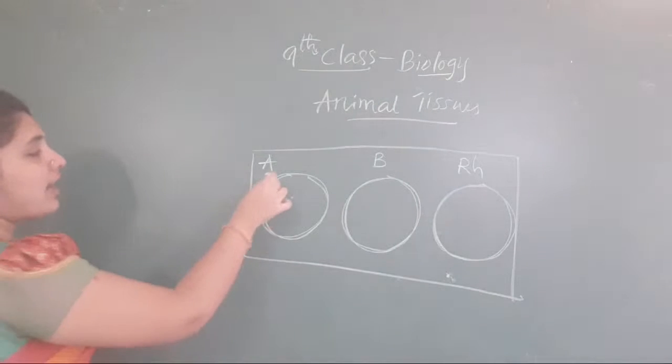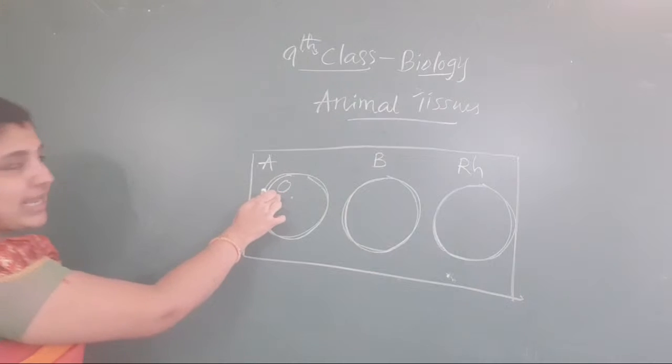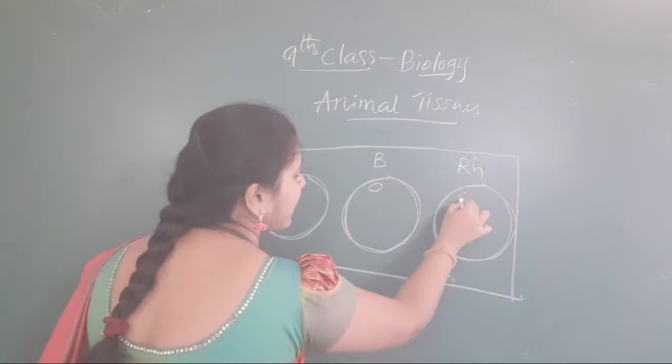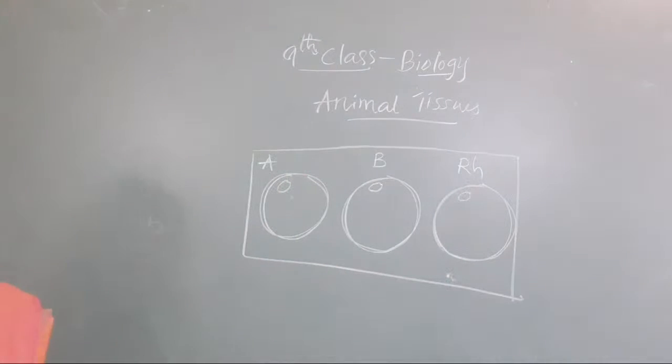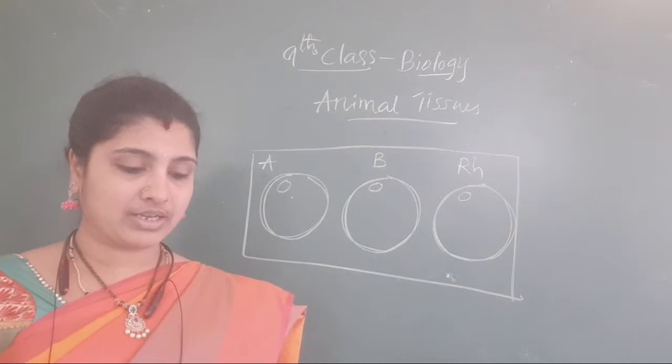So here you have to add like this in the corner. You have mentioned A, no? So anti-A sera you have to add. And next here anti-B sera and anti-RH sera like this. Understood? Yes. Next, choose a finger.